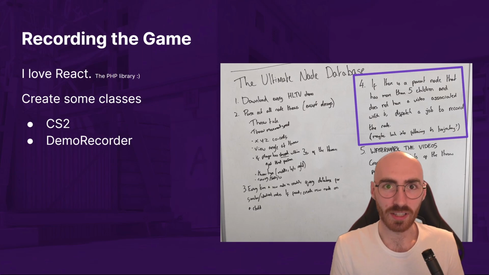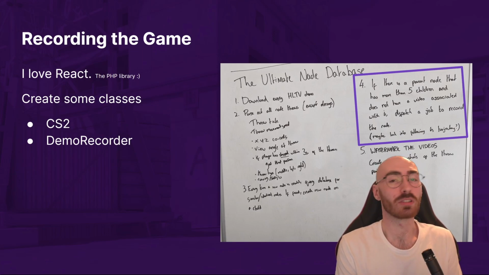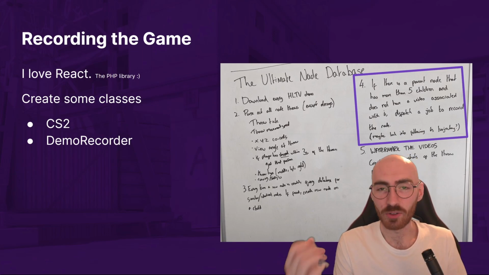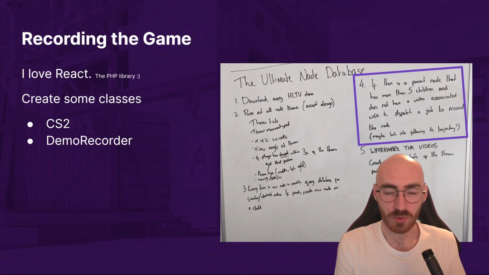Next step is recording the game. Now, I love React, just not the JavaScript framework. I like the PHP library, which adds a load of async stuff to PHP. It's great. It's so good. It saved me so much time. It's brilliant. I'd originally written all of the scripts to interact with the game in JavaScript when I was doing my initial sort of proof of concept, but I moved it all into PHP, which means everything lives in the same code base. It's all Laravel. It's all great. I love it.